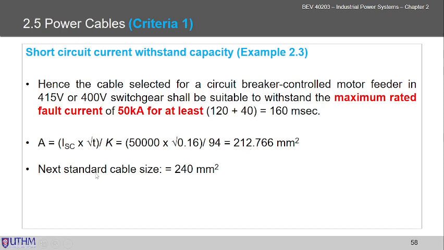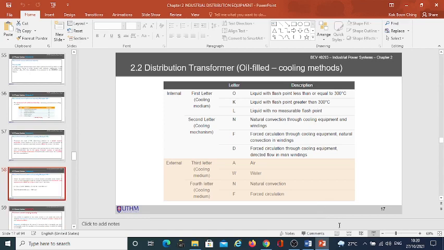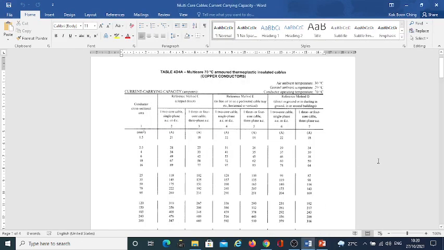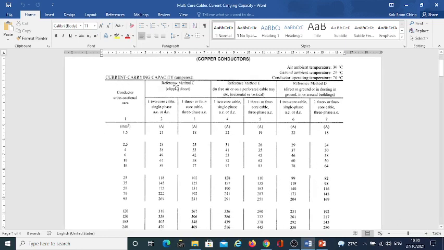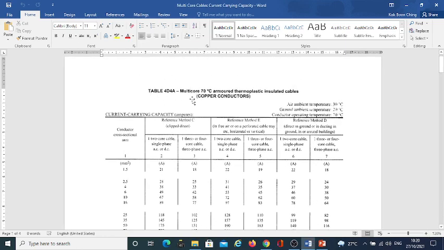So the next standard cable size is 240. How do we determine the next cable size? We have 212, and of course we need to choose a little bit higher than this. We have the tables here, so you look at the table for the current carrying capacity. This is for multi-core armored cable.